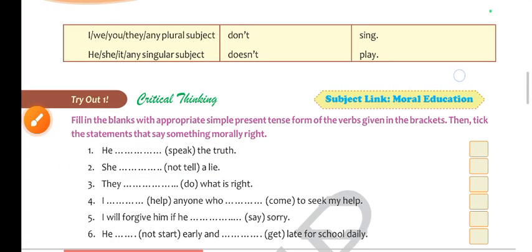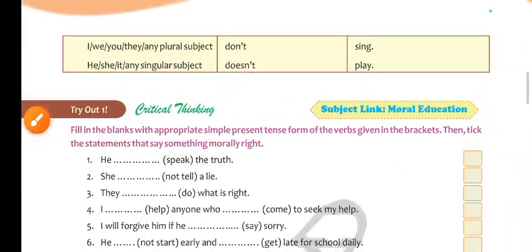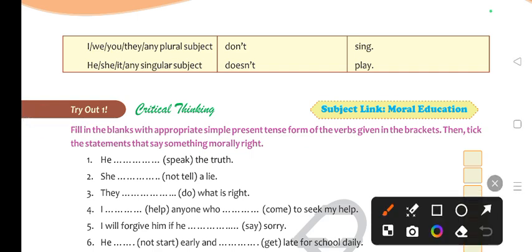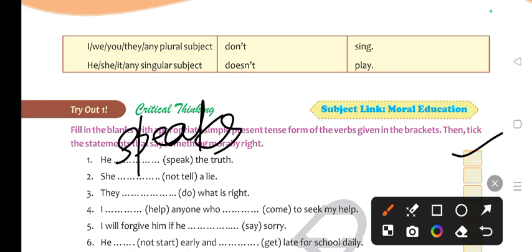So let's solve try out 1. Here, fill in the blanks with the appropriate simple present tense form of the verbs given in the brackets, then tick the statement that says something morally right. For example, he is a singular subject, so we will put a singular verb here. So he speaks the truth, it's a good habit, we should tick it.